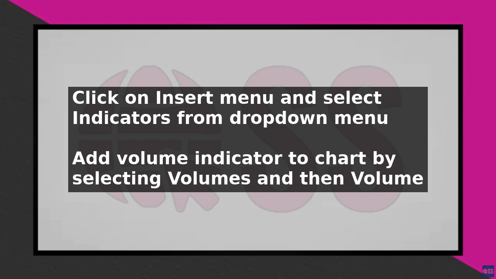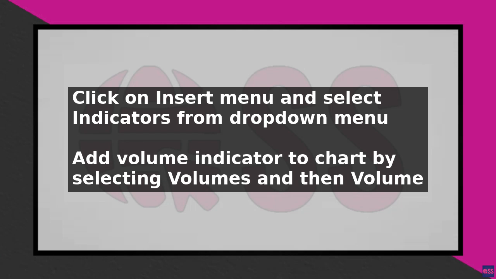You can customize the appearance of the volume indicator by right-clicking on it and selecting Properties. In the Properties window, you can change the color and style of the volume indicator, as well as add additional features such as alerts and levels.